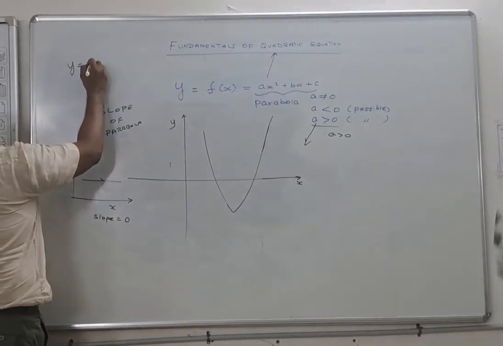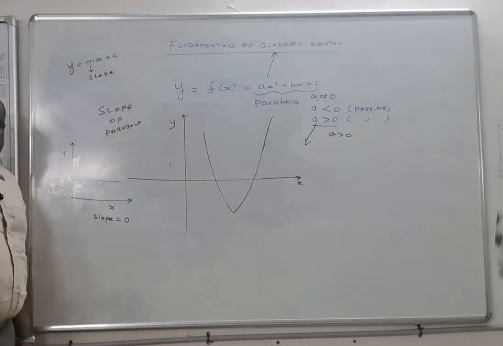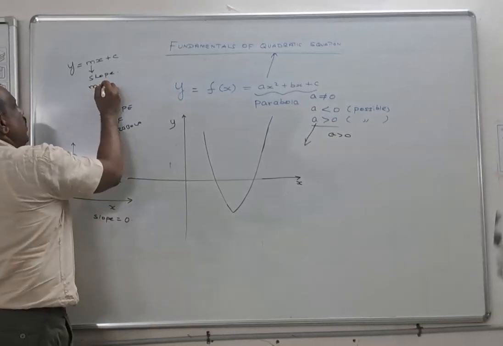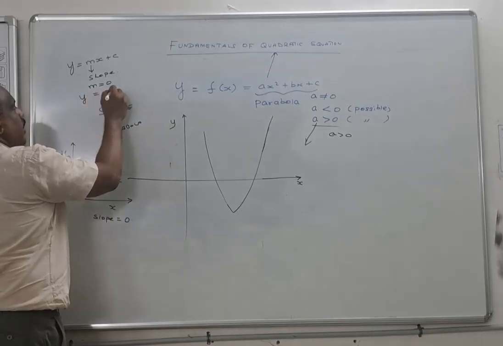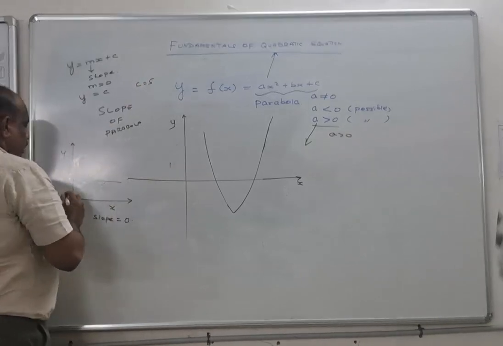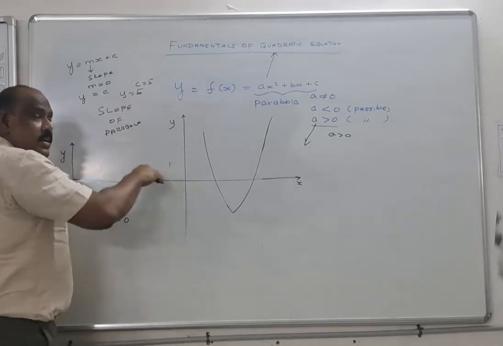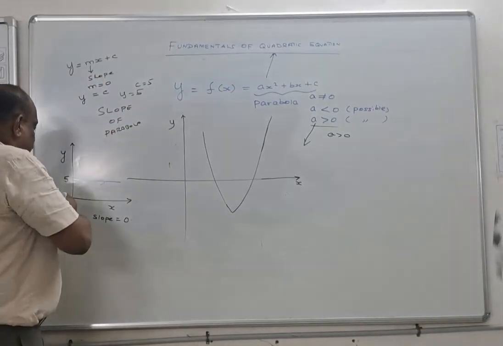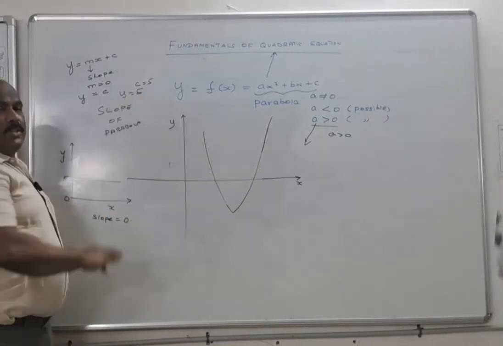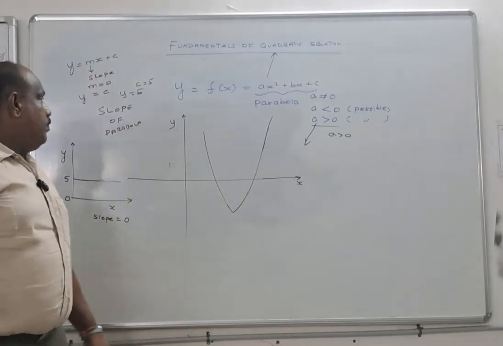What is the equation of a straight line? We know that the equation of a straight line is y equal to mx plus c, where m is the slope of the straight line. Now, in this case, m equal to 0. Then y equals a constant. Let us say that c is 5. So y equal to 5 indicates a horizontal line. x starts from 0 and goes up to infinity, but y will always be positive 5. This line doesn't have any slope.